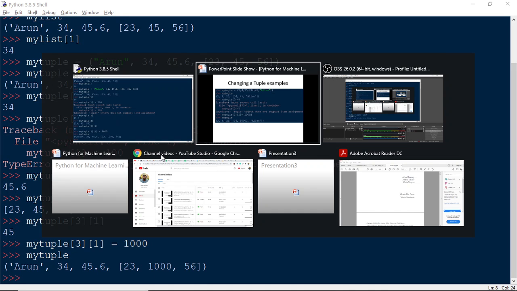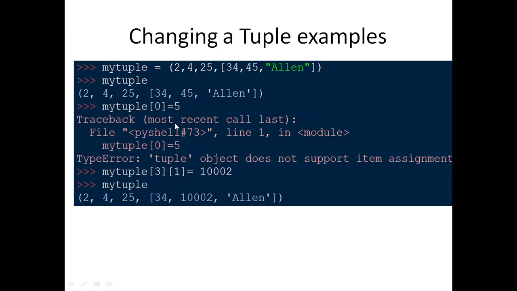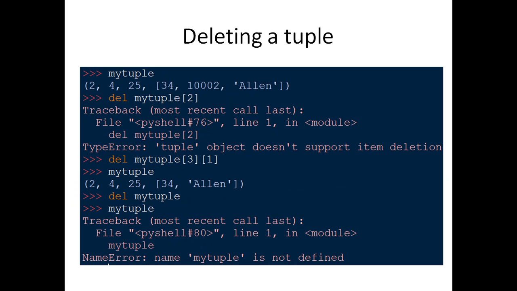Okay. So this is the example. We have already seen this example. So in this way, we can change values of that tuple. So changing is possible only in the case if we have a mutable object inside a tuple. Now, how to delete a tuple?